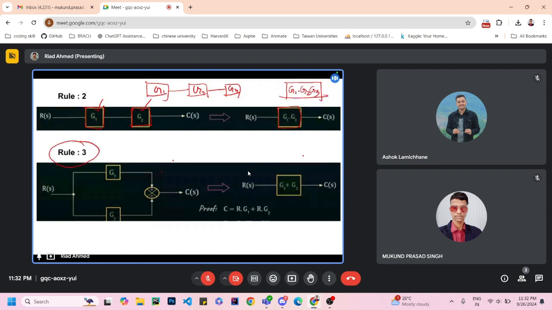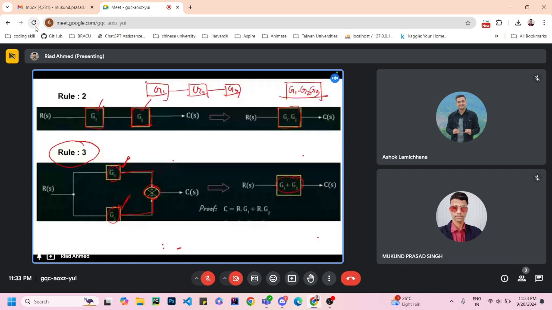Rule number 3 is, if you see two blocks are in parallel and those blocks are getting inputted to a summing point, and this is a summing point. If you see a symbol like that or a structure like that, then you should sum, you should add the value of these two blocks. So G1 and G2 is getting added here.